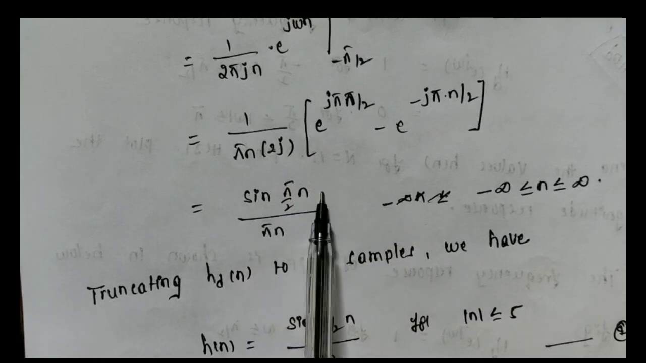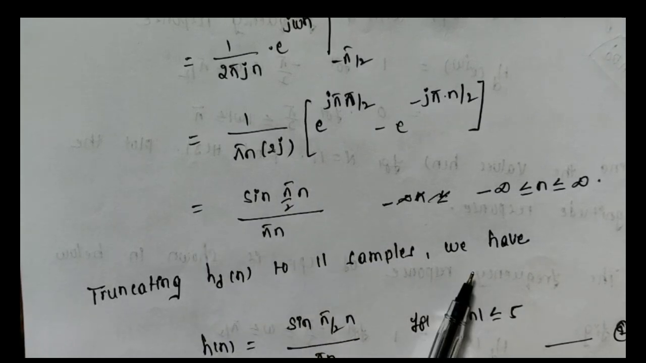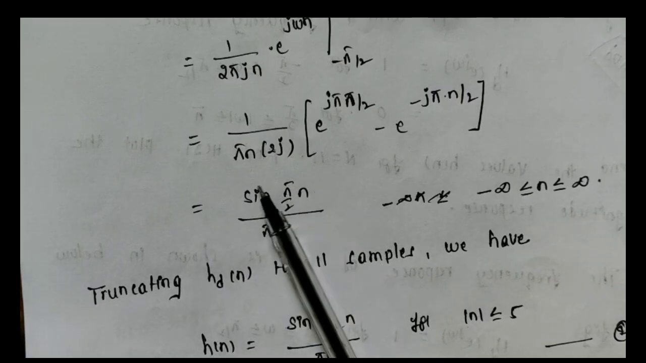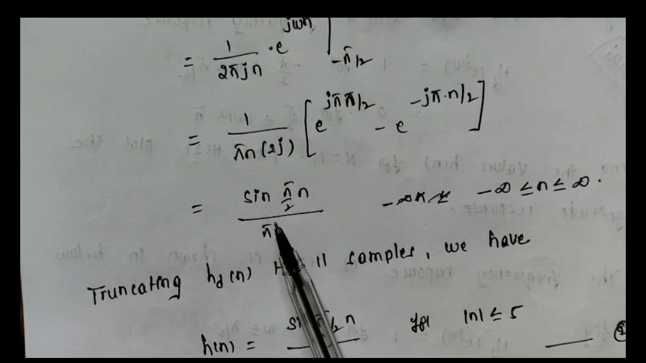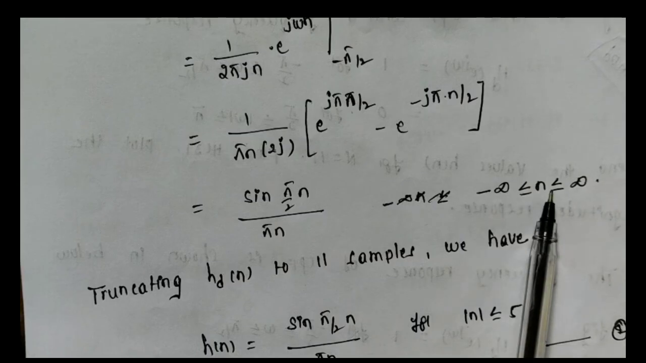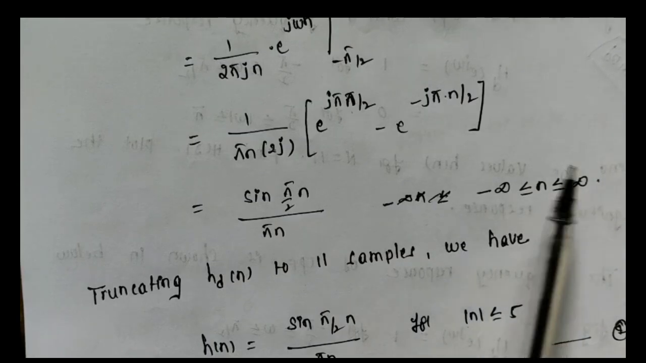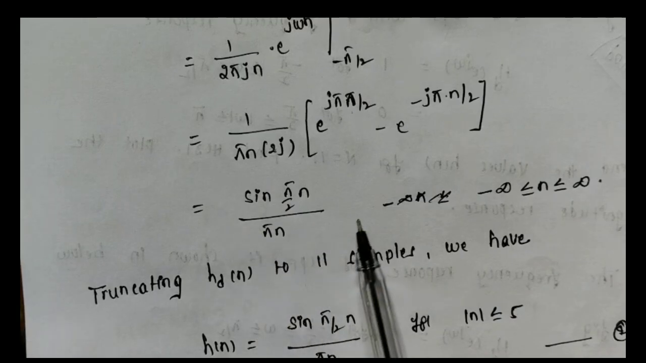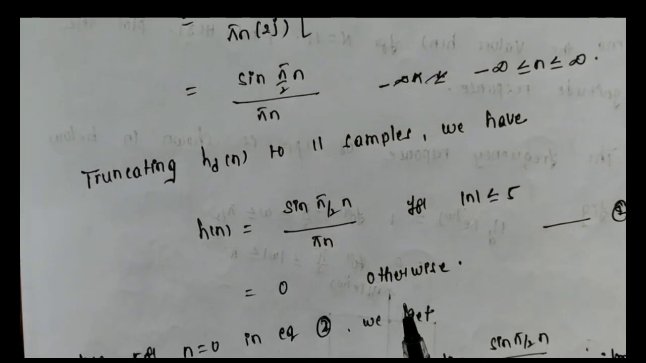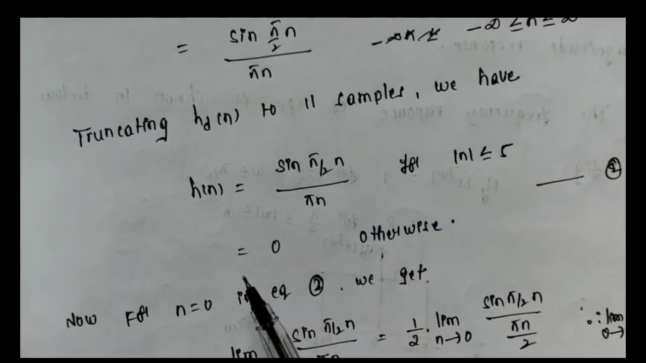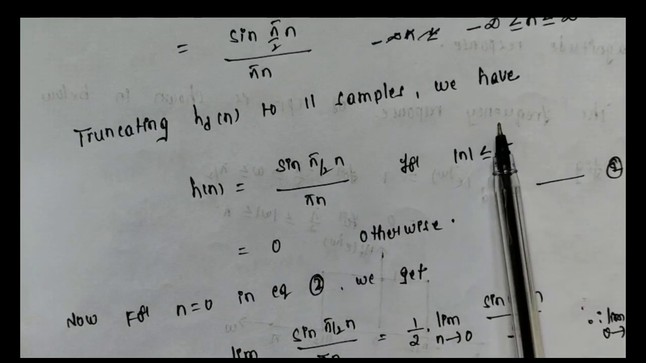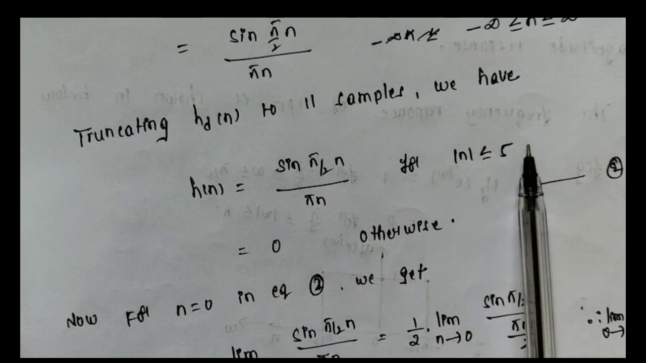Okay, now this is the h_d(n), but we have N equal to 11 samples, right? So we have to truncate this h_d(n) value. Actually these are the values for n from minus infinity to plus infinity, right? But here in the problem we have been given N equal to 11, so we have to truncate this to 11 samples. So for truncating, we write h(n) is equal to sin(π/2 n) by πn when the modulus of n is less than or equal to 5.